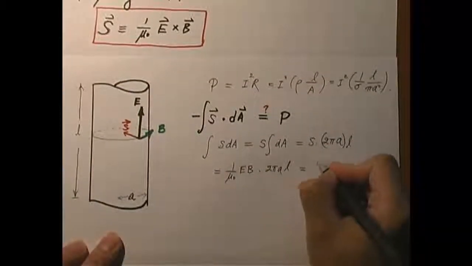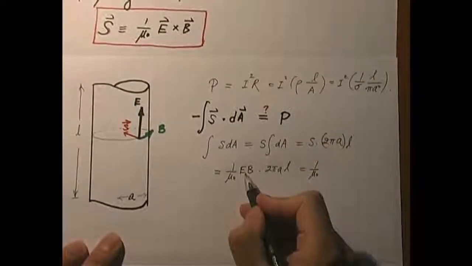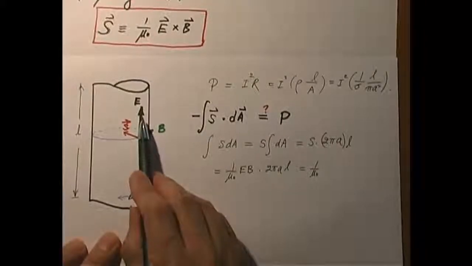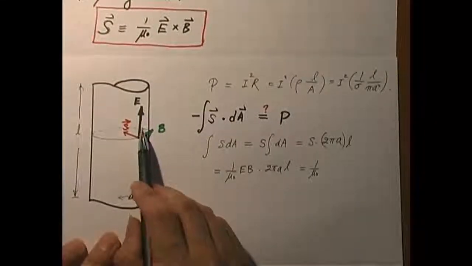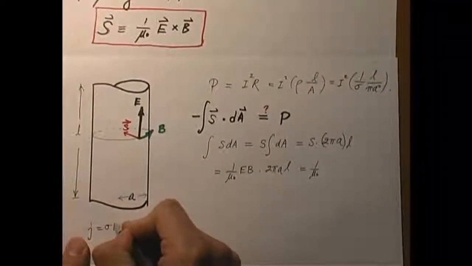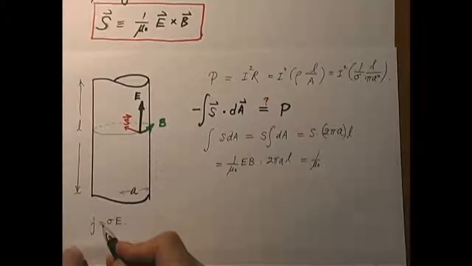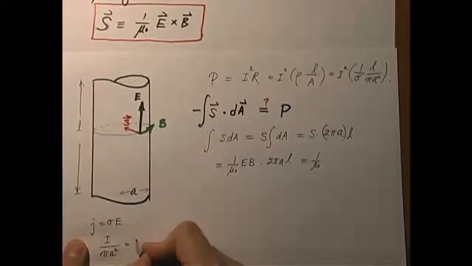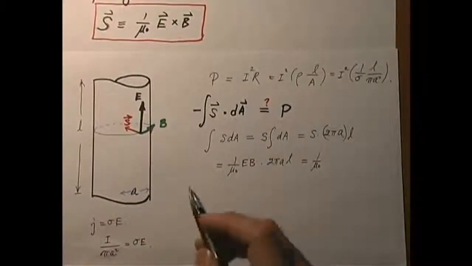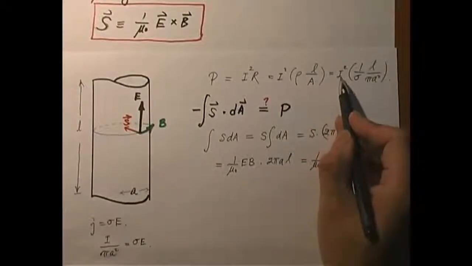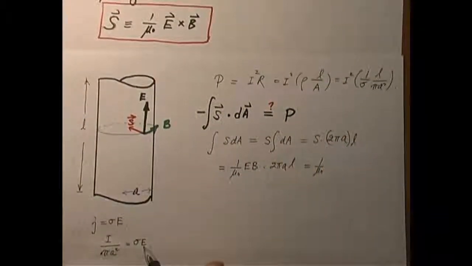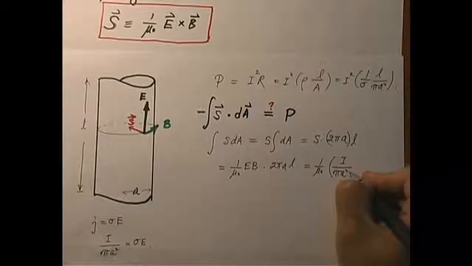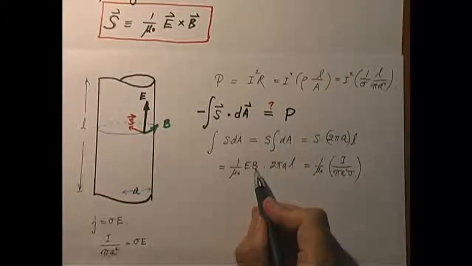E is the electric field, and to power an electric field, I need to push a current through the wire. How are they related? Well, remember J equals sigma E. J is the current density, so J is equal to I over pi a squared, and that equals sigma times E. With that, I'm able to rewrite the electric field in terms of the current, which is what I want. So, what is E equal to? I over pi a squared over sigma. That's E. Then times B.